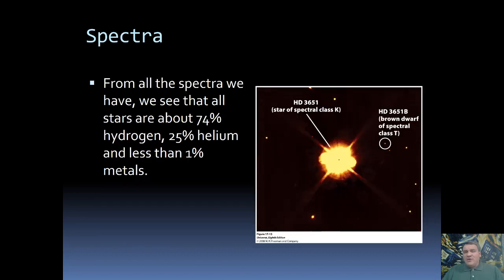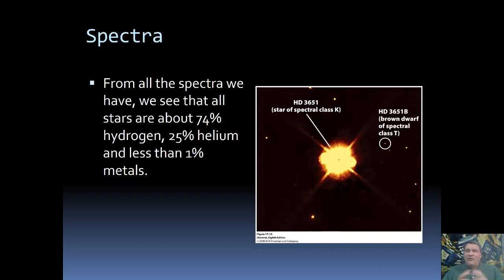From the spectrum, one of the things we can do is determine the composition. What we have found is that stars are about 74% hydrogen, 25% helium, and less than 1% metals. Really quick, in astronomy, we have three things: hydrogen, helium, and the metals. Metals are everything else other than hydrogen and helium.